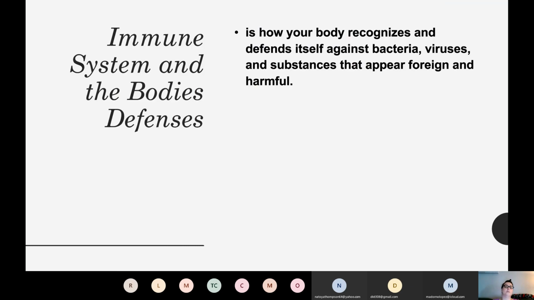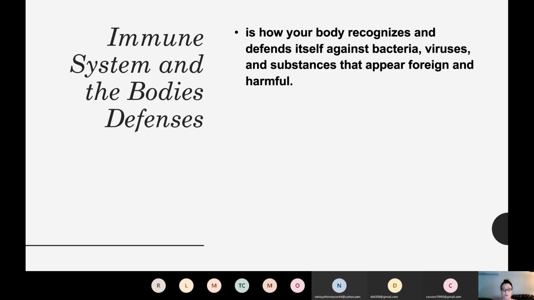And then we're moving on to immune systems in our bodies of defense. How does your body recognize and defend itself against bacteria, viruses, and substances that appear foreign or harmful, right? Everyone's works in a general, same fashion, but all of us have individual immune systems.